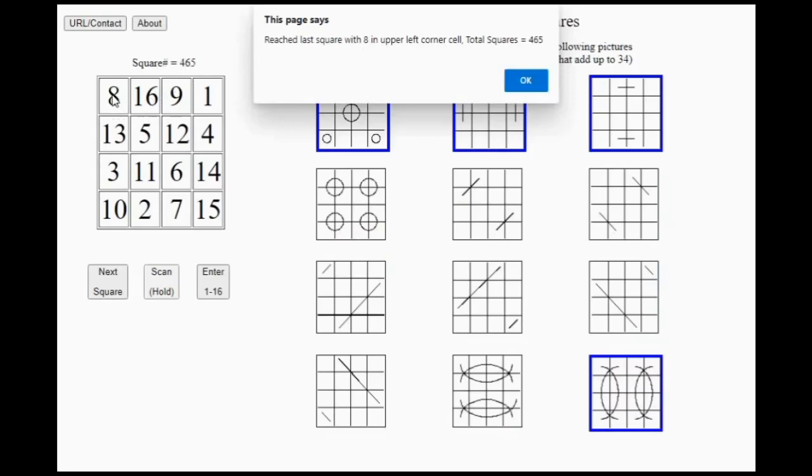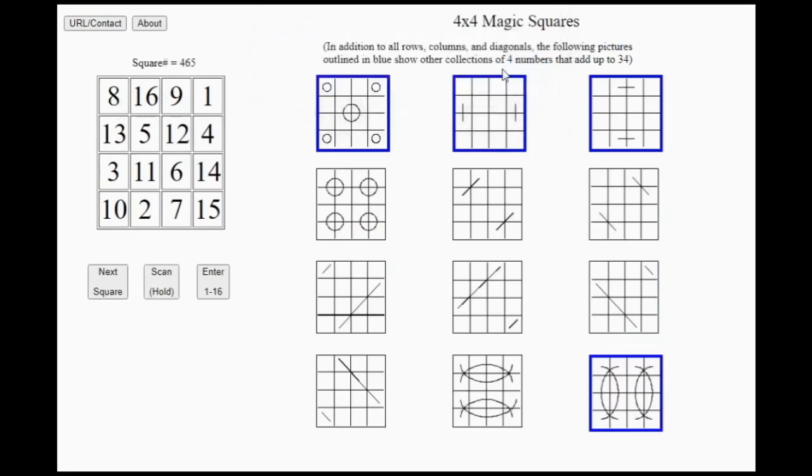Okay, so with this program, you can select in the upper left-hand corner any number from 1 to 16, and theoretically, you will have seen all magic squares, 4x4 magic squares that exist in nature.